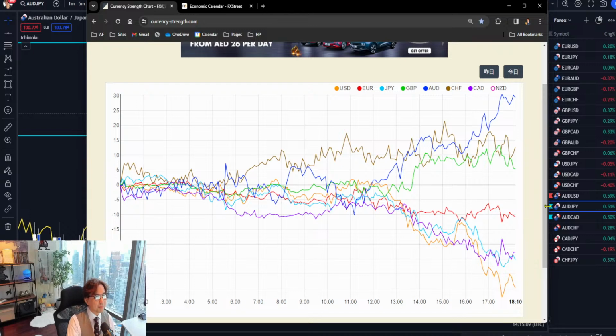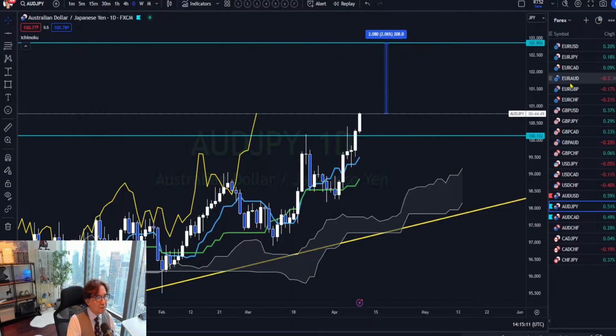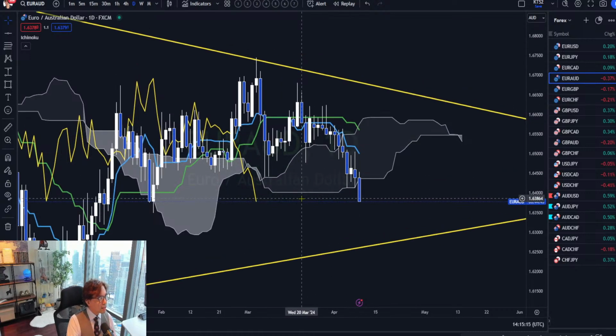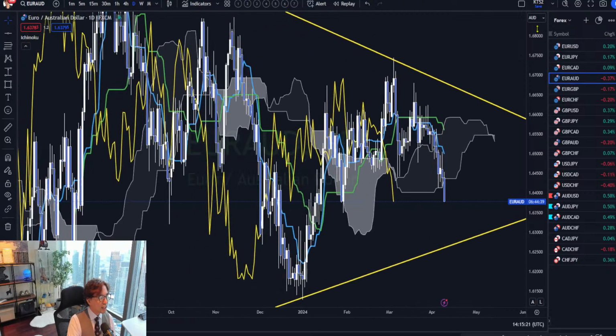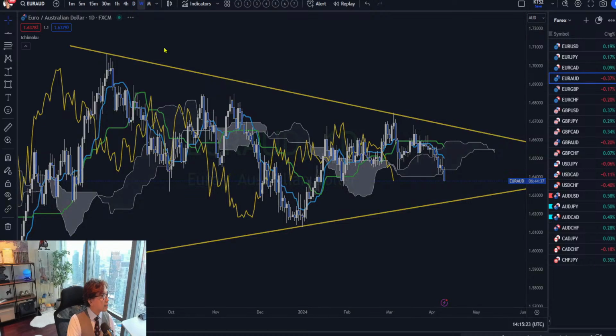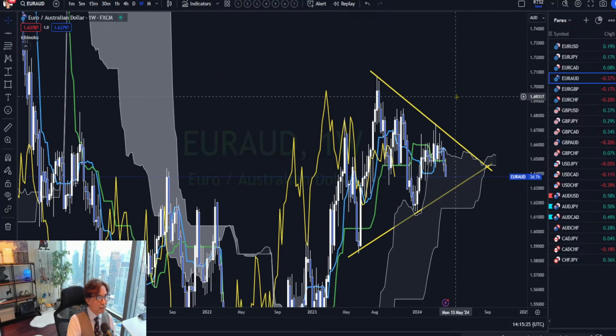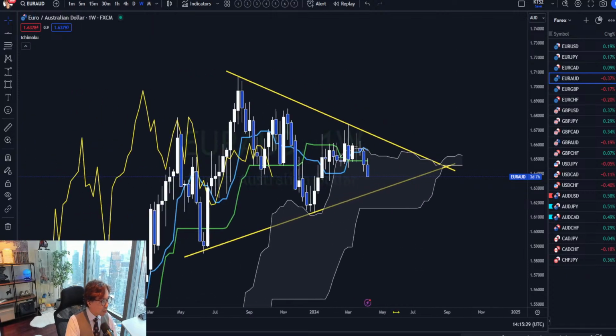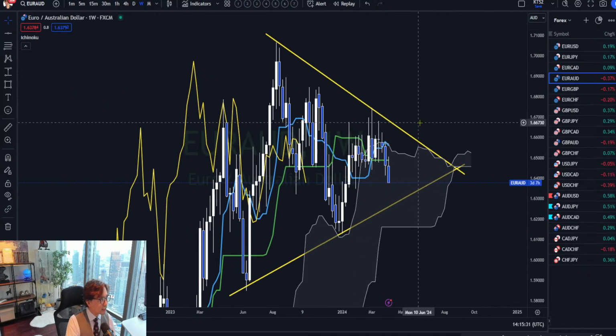Euro AUD. Euro AUD is also trending down. So again, this is a daily time frame. And like I mentioned in the weekly Sunday forecast, this is within the P wave. Again, you always have to keep in mind the bigger picture. So in the bigger picture on the weekly time frame, this is within the P wave. And I said that this is bearish.